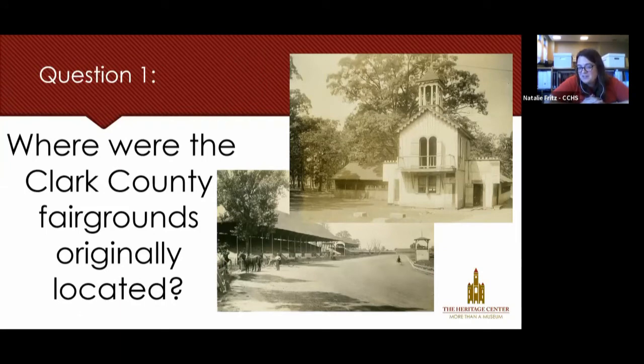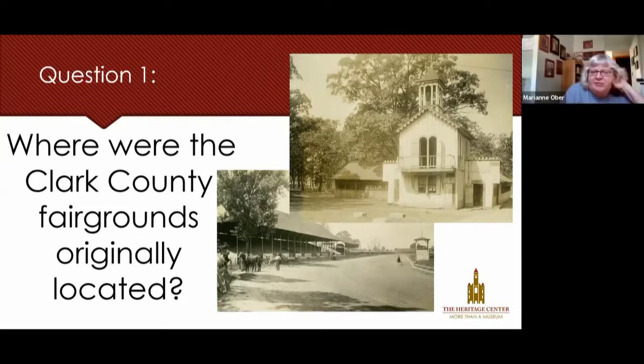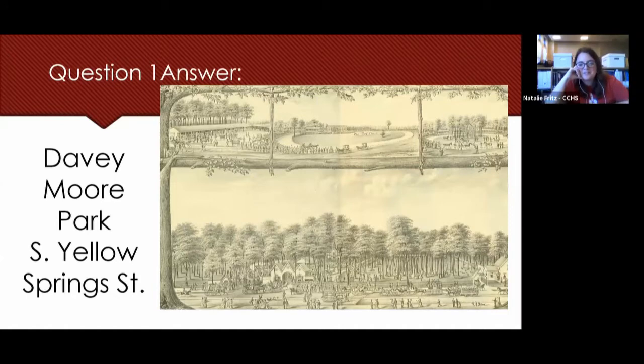We've got a couple pictures here of the original location of the entrance and the racetrack. I was going to say the local airport. Was it Davy Moore Park? Where's that? Davy Moore Park. Mm-hmm. So it was South Yellow Springs where Davy Moore Park is now. So this is a sketch from the 1875 atlas showing the original fairgrounds location, with that same entrance down here.